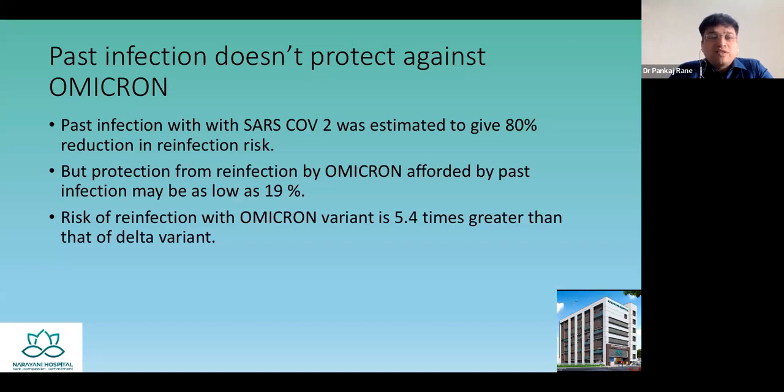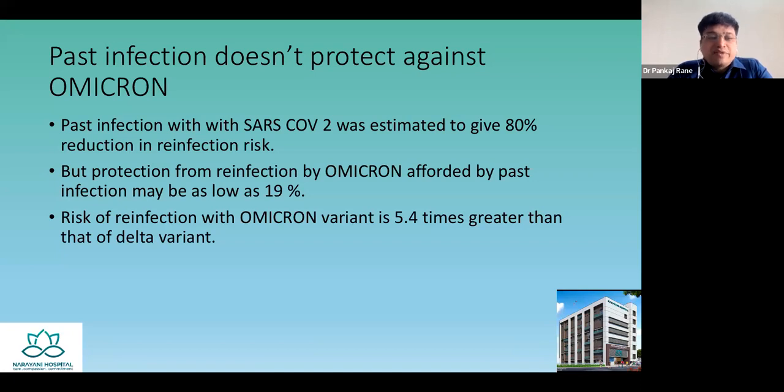Omicron doesn't respect past infection with any COVID. Suppose we had Delta, it will not protect against Omicron, because previously when we got infected with COVID, the reinfection rate was very low. It was giving almost 80% protection from reinfection risk. But protection from reinfection by Omicron afforded by past infection is as low as 19%. 19% is nothing. So get protection. The risk of infection with the Omicron variant is 5.4 times greater than that of the Delta variant.